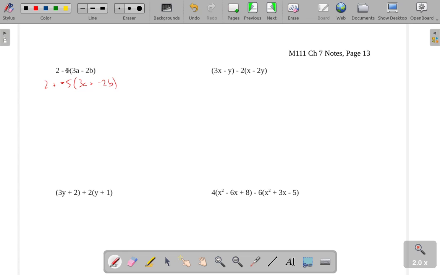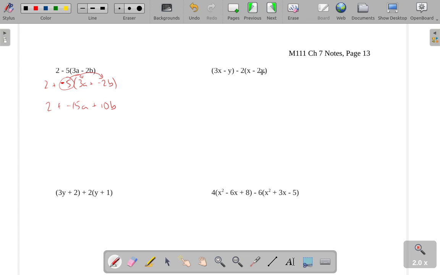So these parentheses, there's actually a -5 that's multiplied by them on the outside. So we distribute the -5 through the parentheses. So we get 2 plus, let's see, -5 times 3a is -15a. -5 times -2b is 10b. Negative times the negative is a positive there. There are no like terms to combine, so I'm done there.